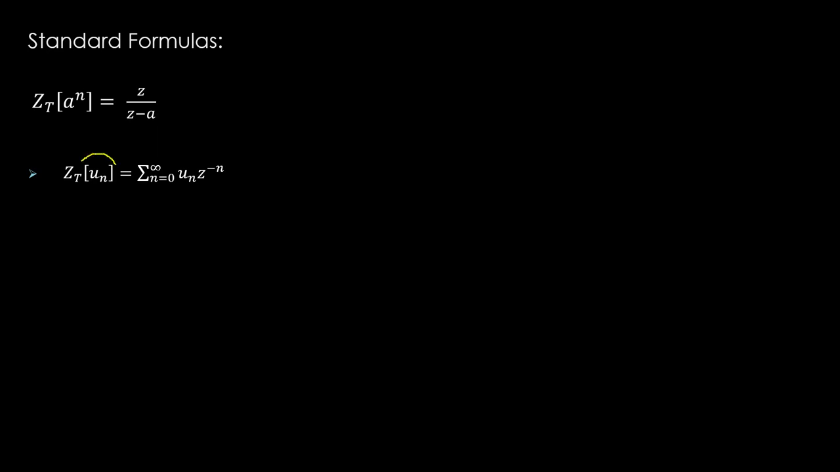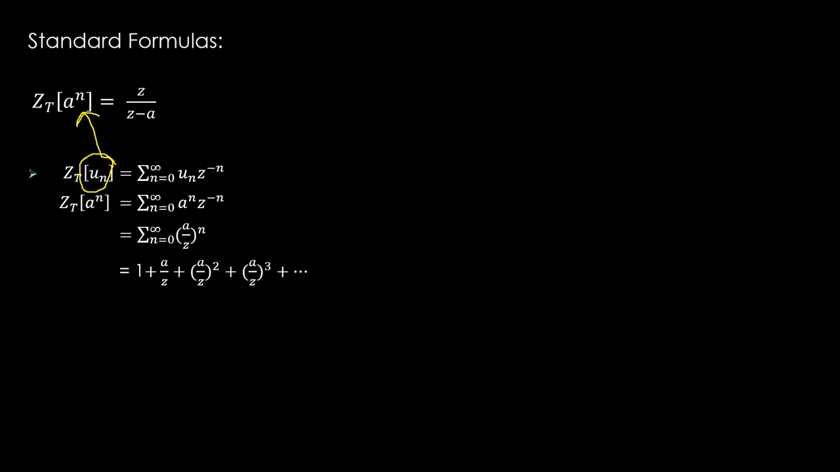Here your u_n is a power n. Just do the substitution. You'll get Z transform of a power n is summation n from 0 to infinity a power n into z to the power minus n. You can write it as summation n from 0 to infinity (a by z) whole raised to n. Expand the summation.